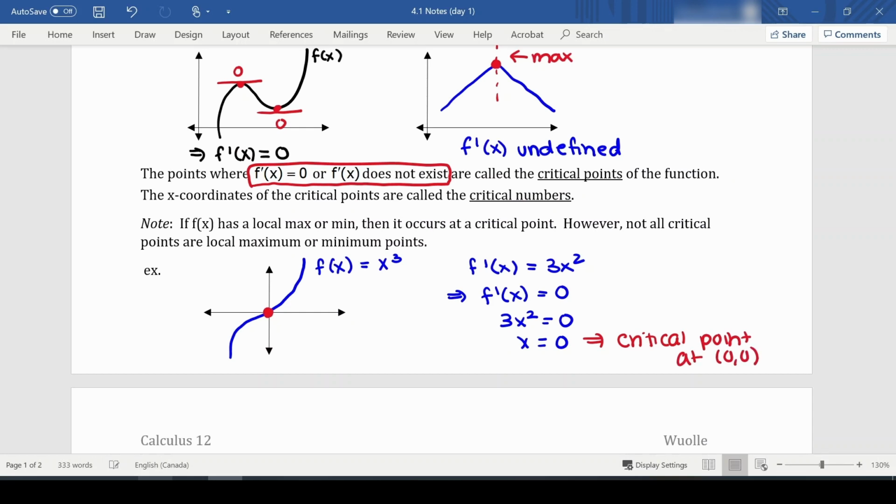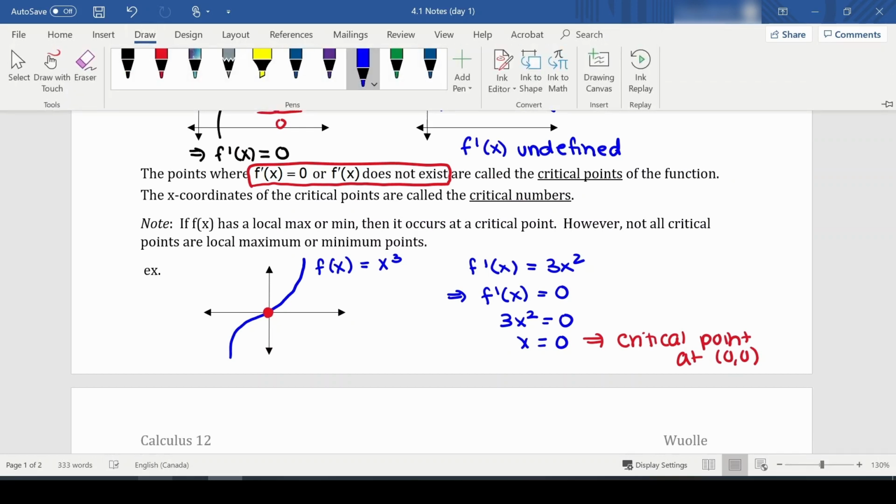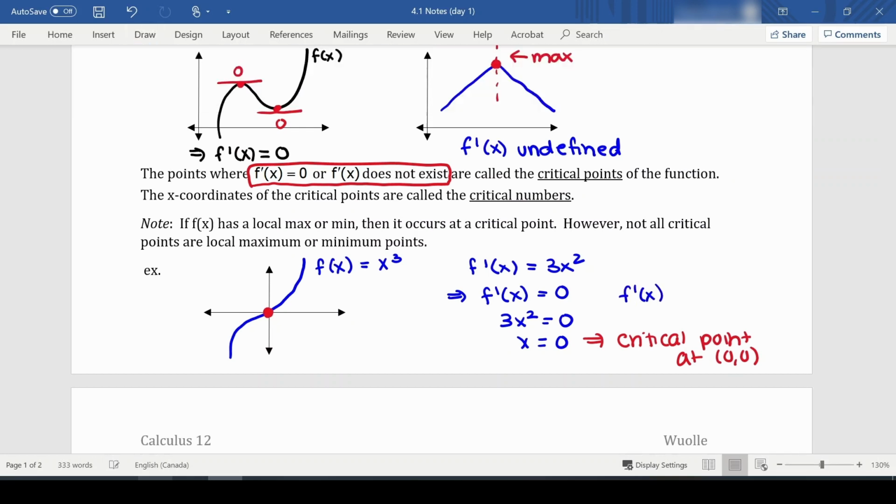Okay. However, we can see that that is not a maximum or a minimum for this function. So even though we have a critical point, we do not have a max or a min here. However, if we have a max or a min, it must happen at a critical point. The other thing we would check would be, where does f prime not exist?